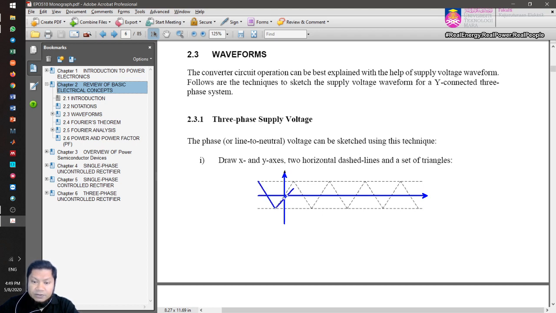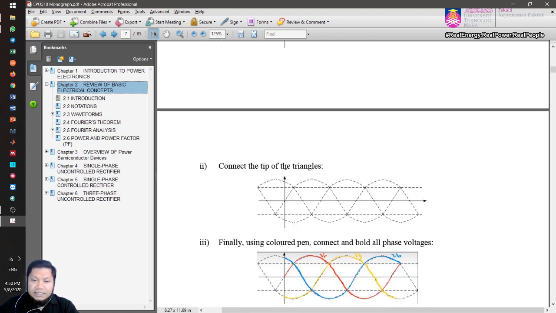Then you sketch or draw the triangle. Make sure that you have at least 4 triangles. It's just a quick draw of triangles, and extend to the negative x. Okay, and then what you do is you need to connect the tips of the triangles.